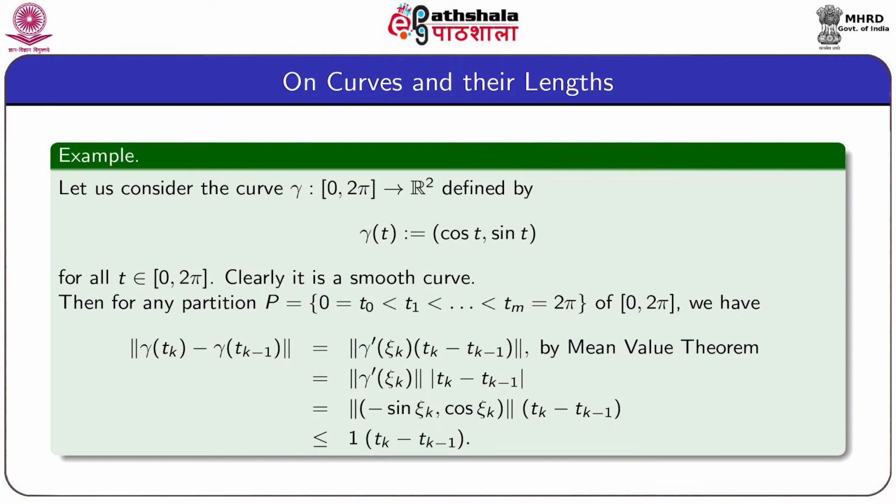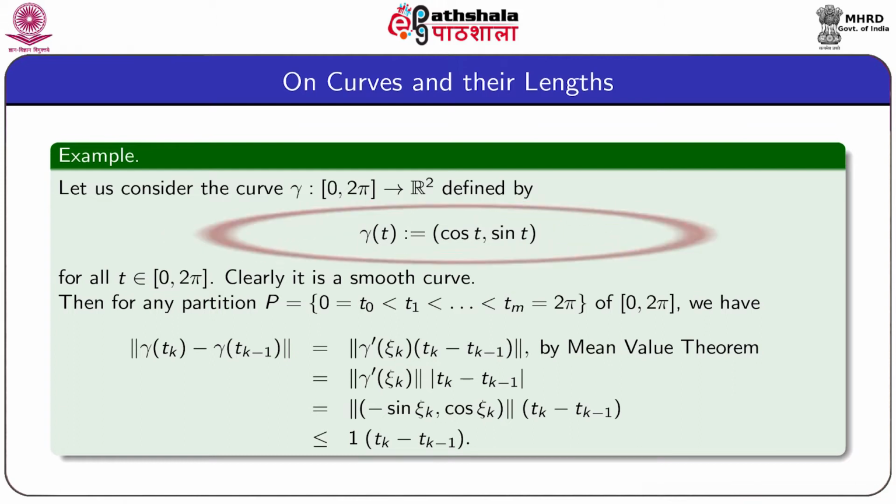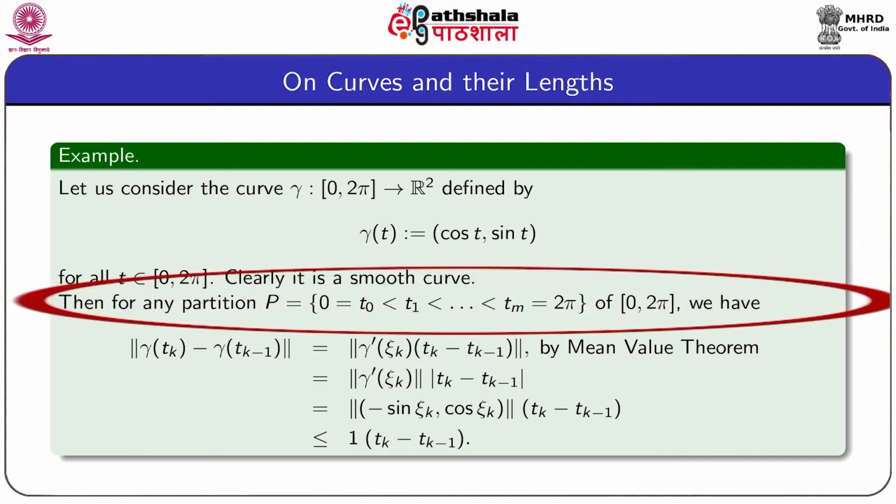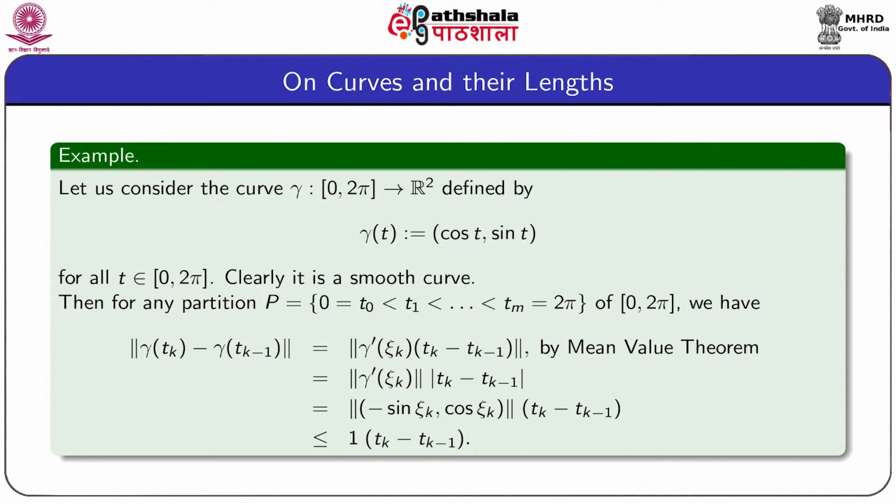We cite two examples here. First example, for a rectifiable one, we consider the curve gamma from the bounded closed interval [0, 2 pi] to R^2 given by gamma(t) equal to the ordered pair (cosine t, sine t) for every t belonging to [0, 2 pi]. Clearly, this is nothing but the unit circle, and we can easily check that it is a smooth curve. We consider any partition P equal to 0 = t0 < t1 < ... < tm = 2 pi of the interval [0, 2 pi].